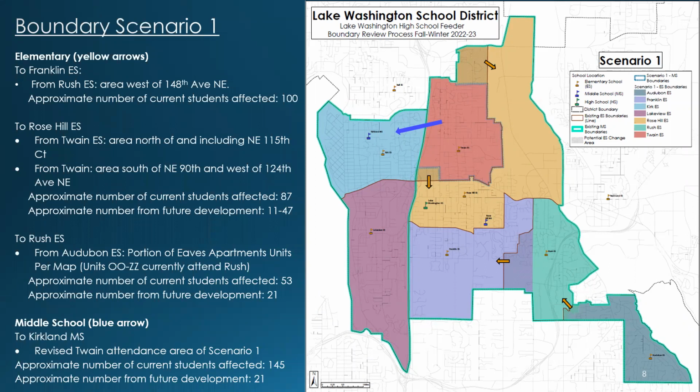In scenario 1, all students living within the Twain attendance area would attend Kirkland Middle School. Scenario 1 affects approximately 240 elementary students, 145 middle school students, and 53 to 89 students from future developments.